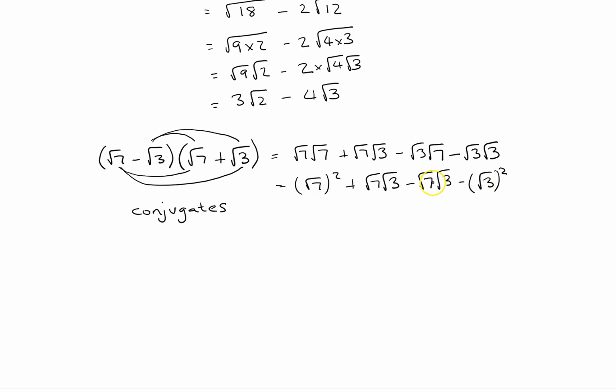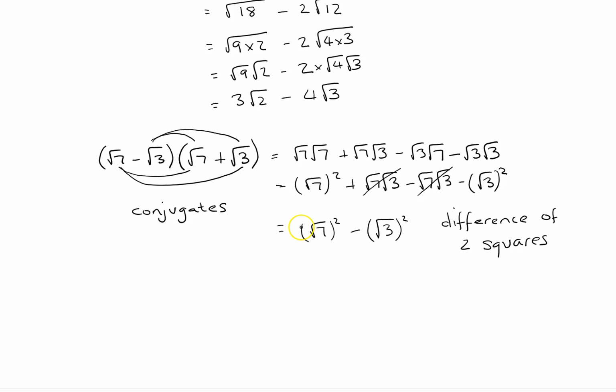Now, I've done this so that you can see very clearly that this term is exactly the same as that term, but you've got a plus and a minus, so the two of them cancel each other out. So what we're now left with is our root 7 squared minus our root 3 squared. And this is where the expression, the difference of two squares, comes from.